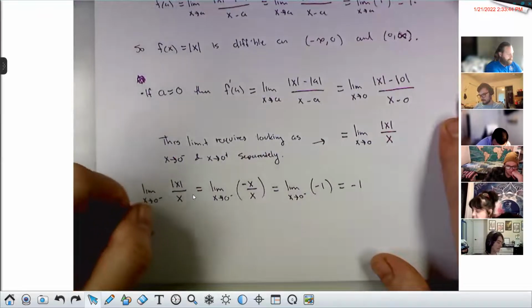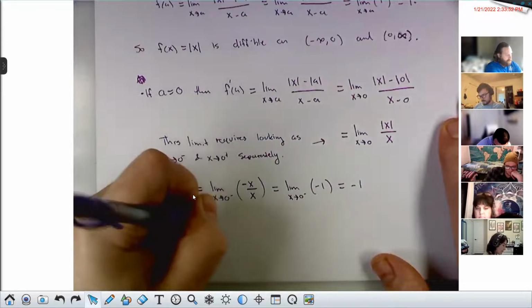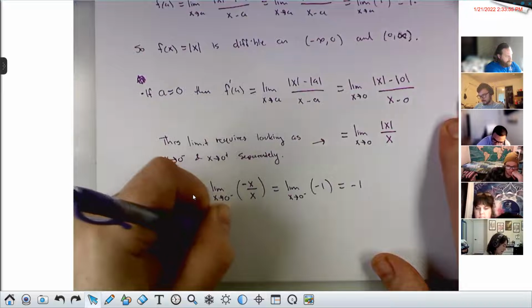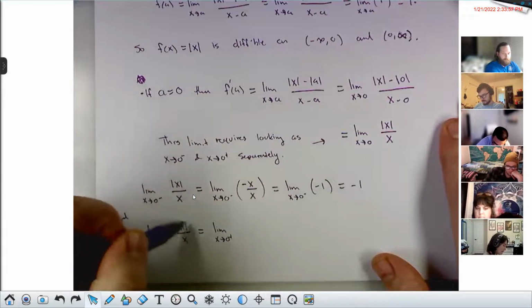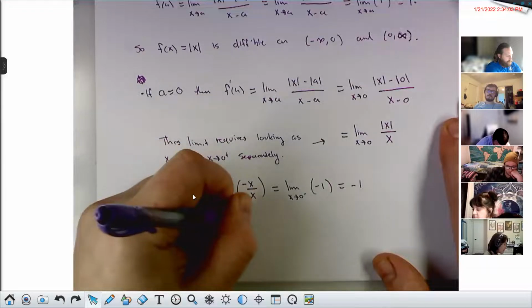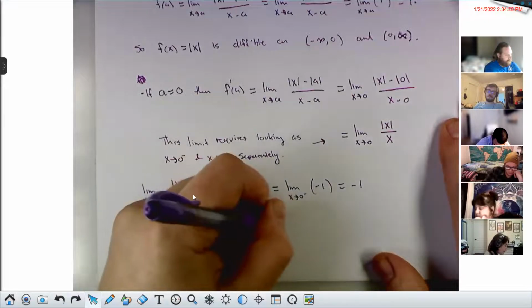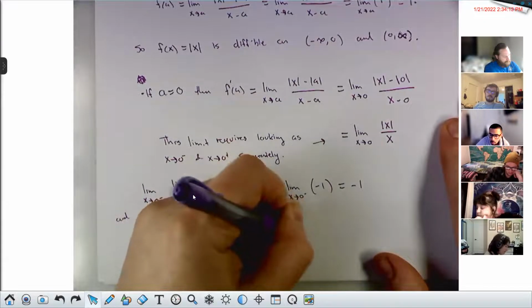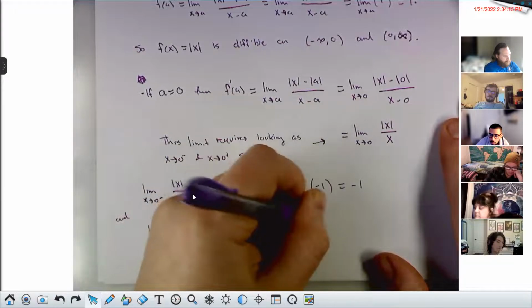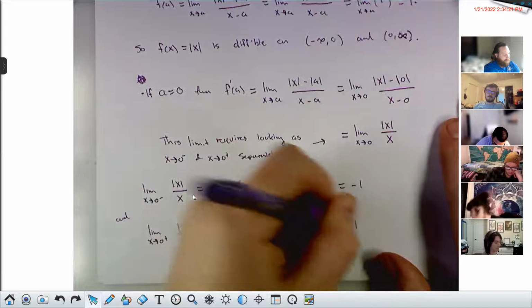And if I look at the limit as x goes to 0 from the right of the absolute value of x over x, here, since my x's are coming into 0 from the right, the absolute value of x is just x because those x's are positive. So this is just the limit as x goes to 0 of x over x. And again, now that the absolute value is out of the picture, I can cancel. And this is the limit as x goes to 0 plus of the constant +1, which is +1.